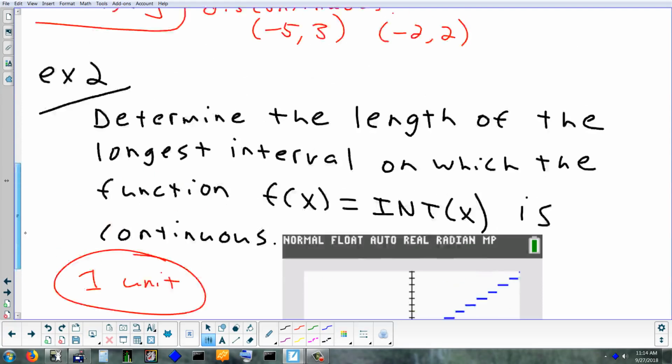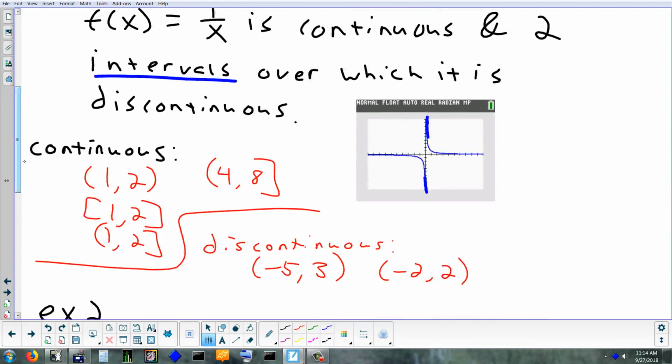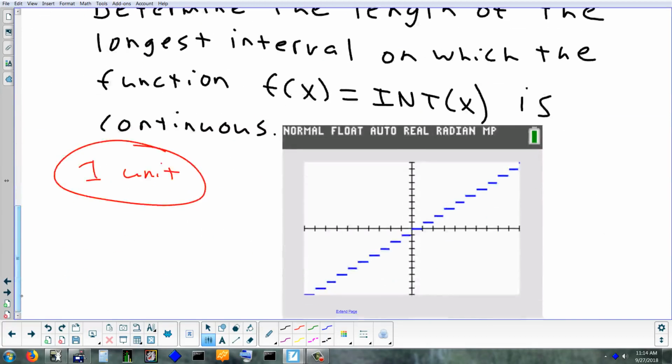Now, if you go back to the other one, that's very different. The length of the longest interval on this one that's continuous is infinitely long, because if you pick a start point here, you can trace all the way to infinity. So that one's a little different. But this one is a definite limit: 1 unit.